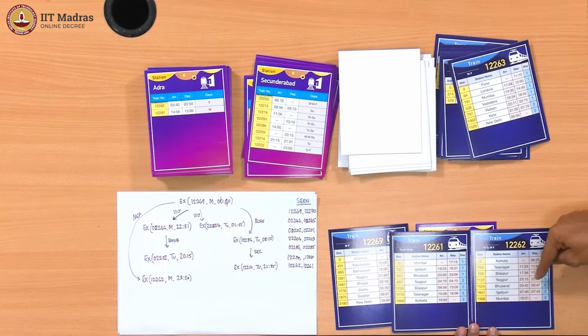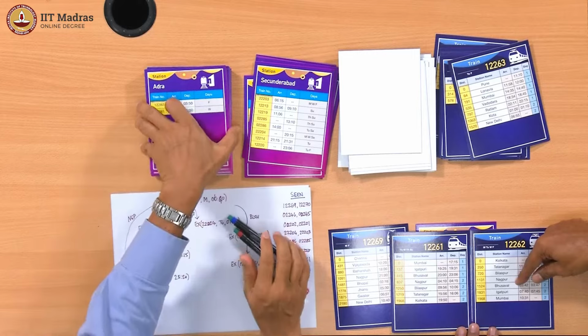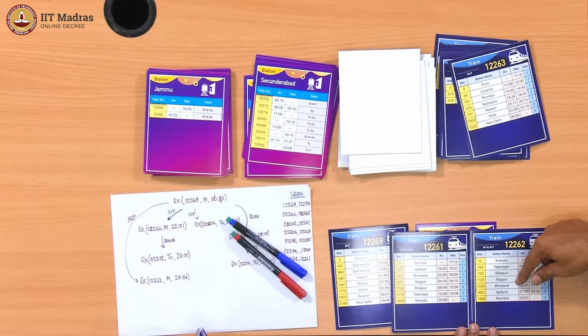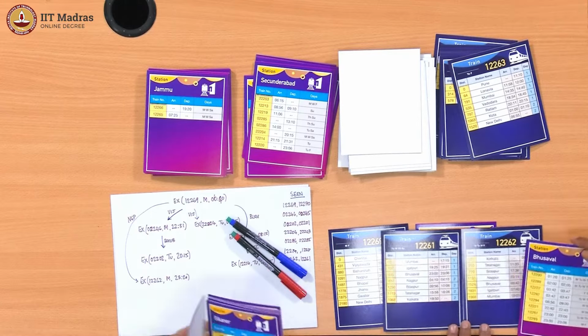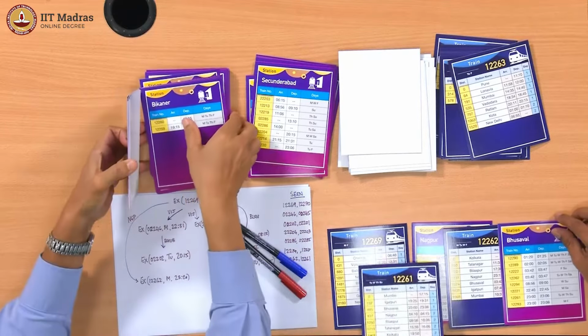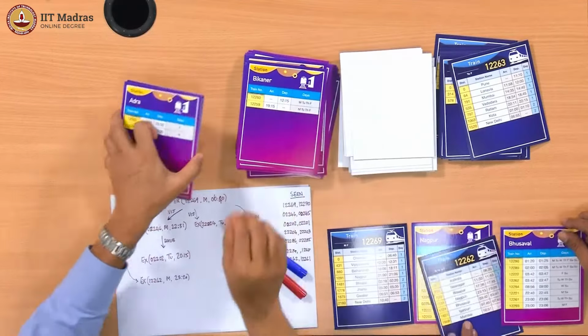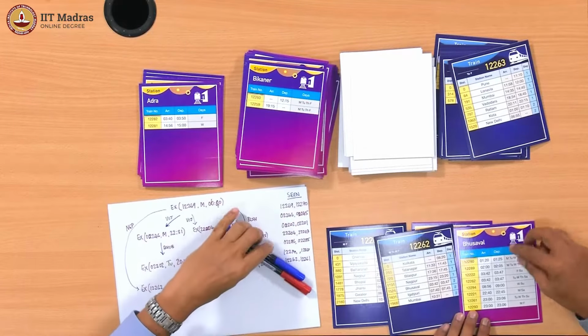Okay. So now, Nagpur 23:15, we are on Monday. We can go to Bhusawal. So we have to look at what we can do in Bhusawal. I put this back because we are not interested in this train. So 12262, we are in Bhusawal.